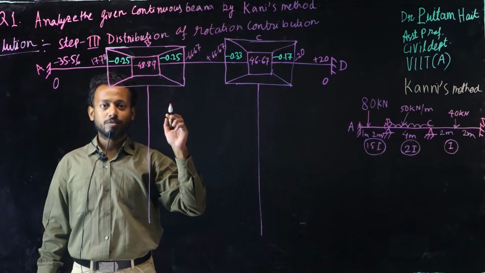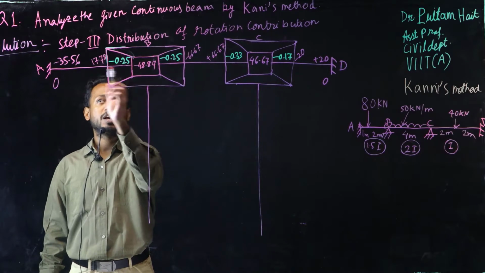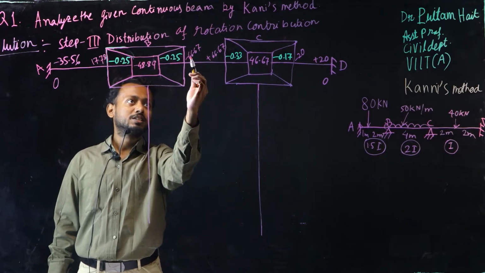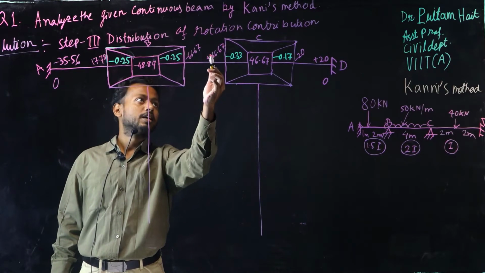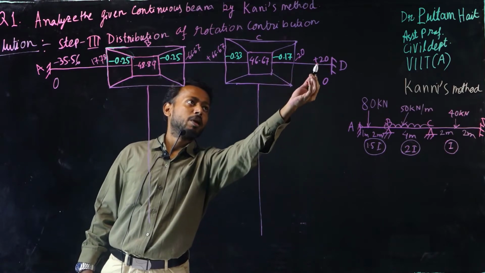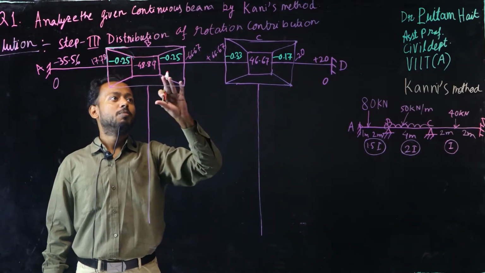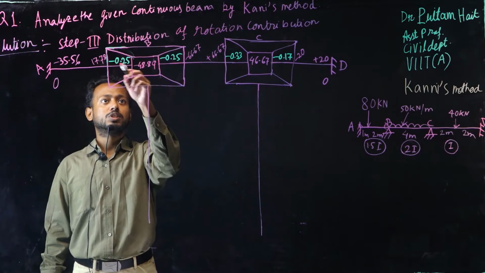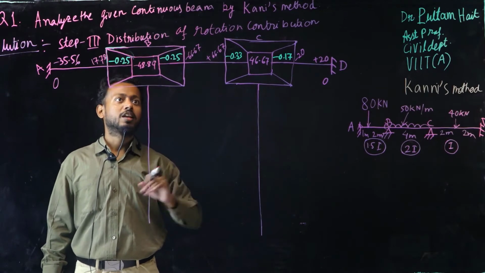So we calculated the fixed end moments: MAB minus 35.56, MBA 17.78, MBC minus 66.67, MCB plus 66.67, MCD minus 20, MDC plus 20. Okay, so in this way you first write the fixed end moments. Then make a box. These kinds of boxes you have to draw at joint B and at joint C, and draw the vertical line.